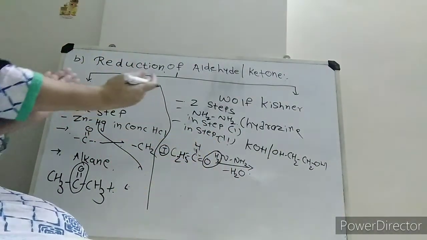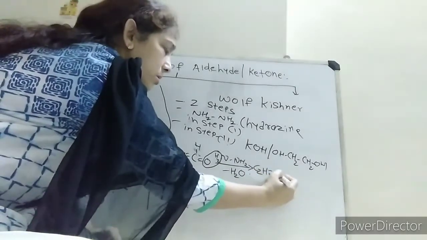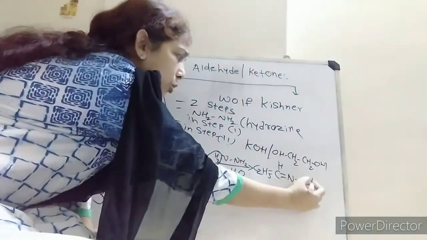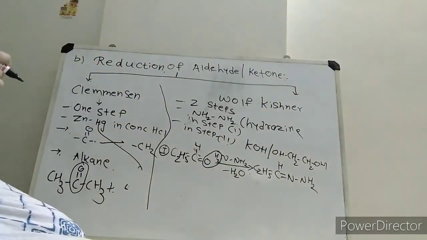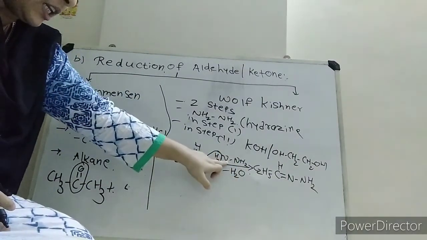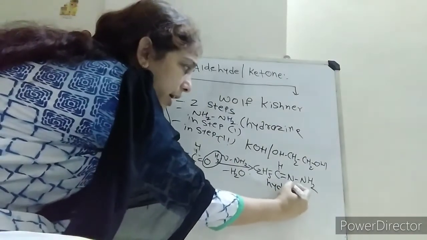Whatever is left, we have to join that first. So it is C2H5CH double bond N single bond NH2. It is known as the hydrazone.